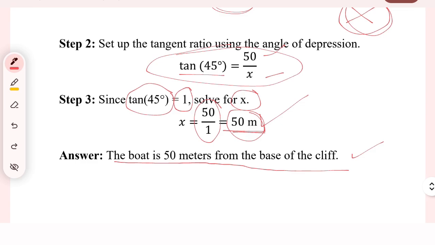All right. We might have a problem as well that involves the angle of elevation.